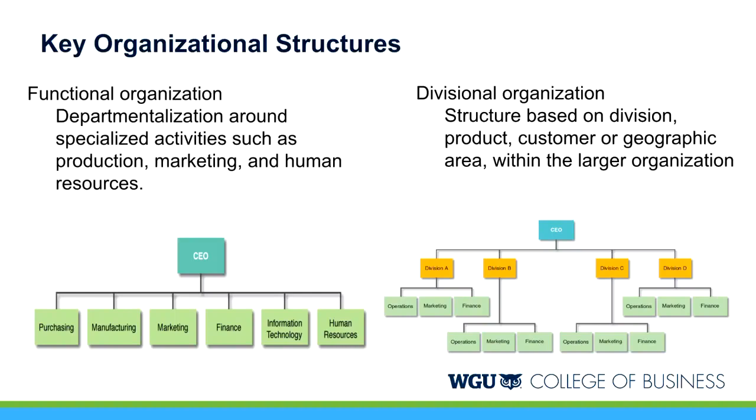Divisional is very similar but slightly different. It's a structure based on division, and it's really based on the product, the customer, maybe geography, your North American division or East Coast division or European division, and that's all within a larger organization. So it's a subdivision, and just like the functional, it's basically the same thing, but you're dividing them up. Division A, as you can see, has its own functional areas: operations, marketing, finance, for the example they use here. Division B has its own operations, marketing, so that gets divided up. So it's almost like self-contained entities, and instead of different companies, they're just divisions of a larger company. Okay, so take a look at that.